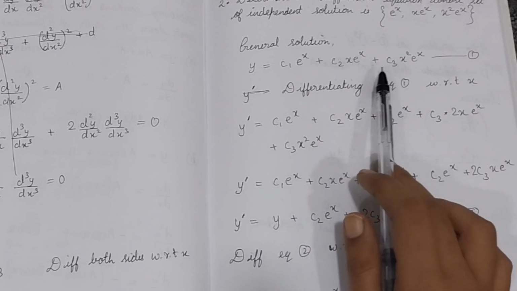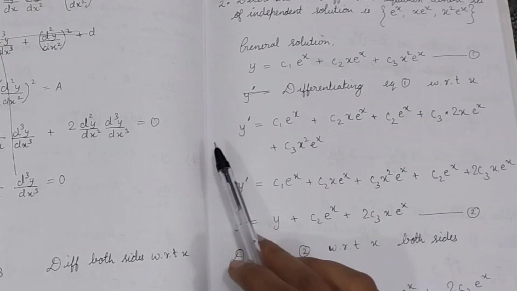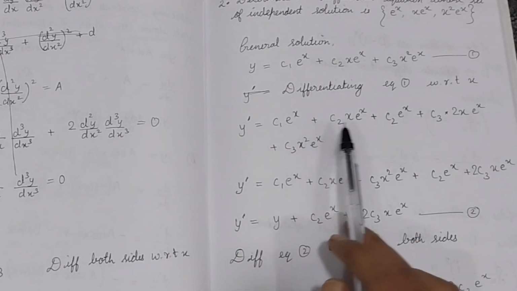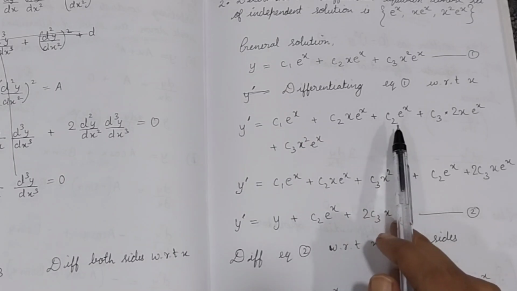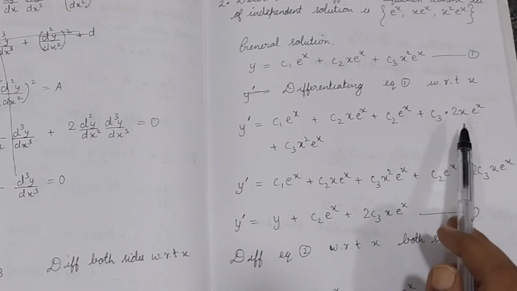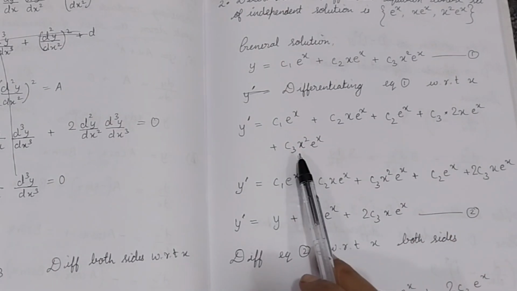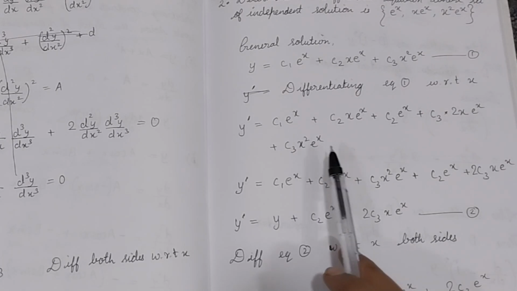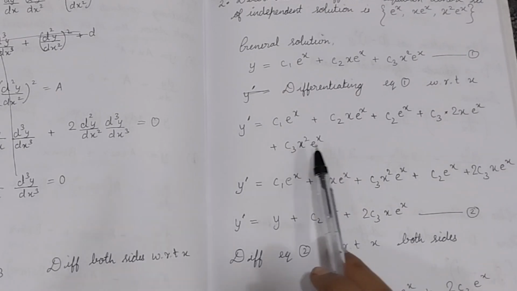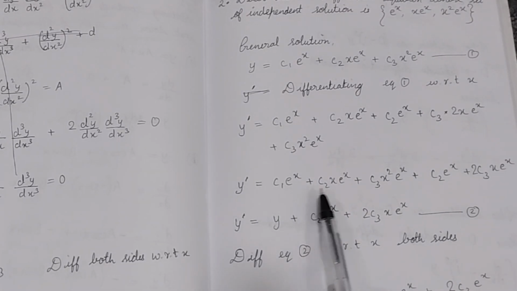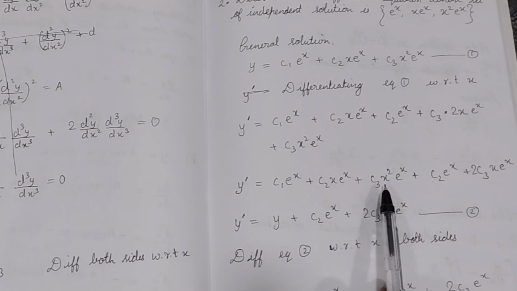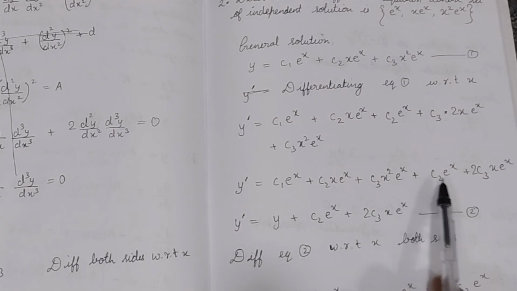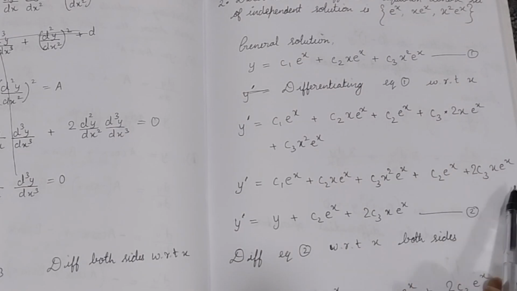So first we have to differentiate this equation with respect to x. So we'll get y dash is equal to c1 e raised to x plus c2 x e raised to x plus c2 e raised to x plus c3 times 2x e raised to x plus c3 x square e raised to x. Now on rearranging these terms, we'll get y dash is equal to c1 e raised to x plus c2 x e raised to x plus c3 x square e raised to x plus c2 e raised to x plus 2c3 x e raised to x.